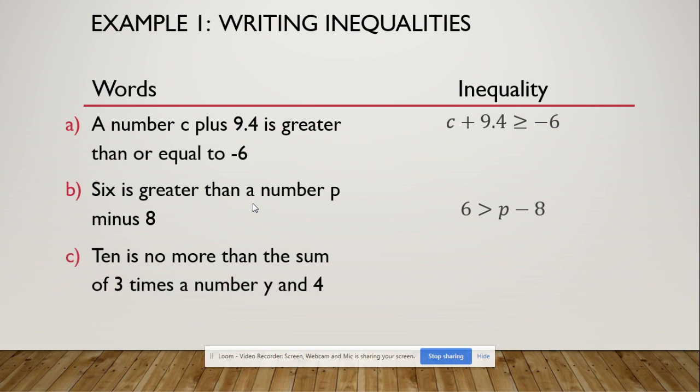Next, 10 is no more than. So quickly check, look at your reference. What was no more than? The sum of 3 times the number y and 4. All right, so we should be using the less than or equal to symbol. 10 is no more than, meaning it's less than or equal to, 3y plus 4. 3 times the number y plus the 4.